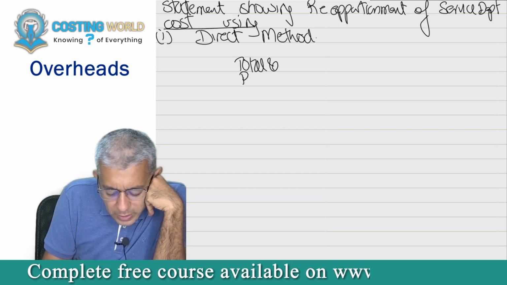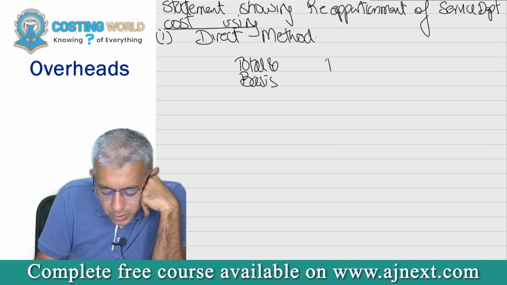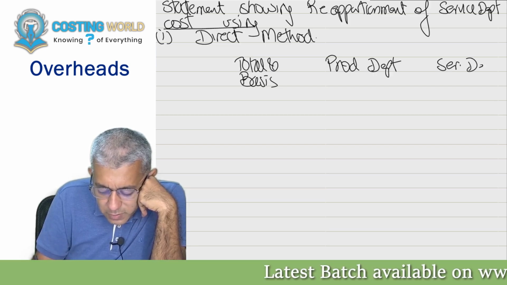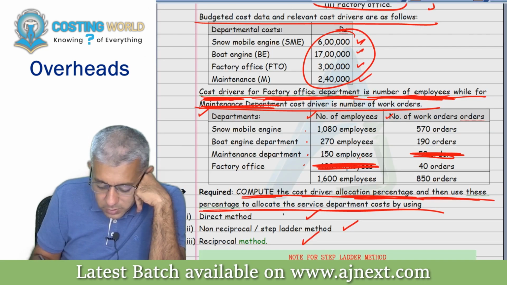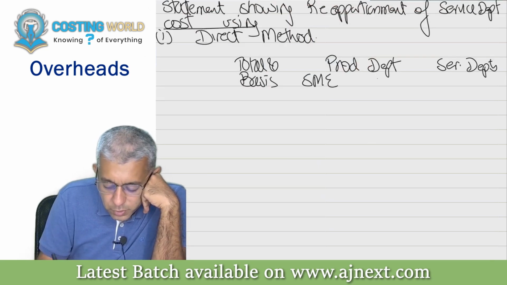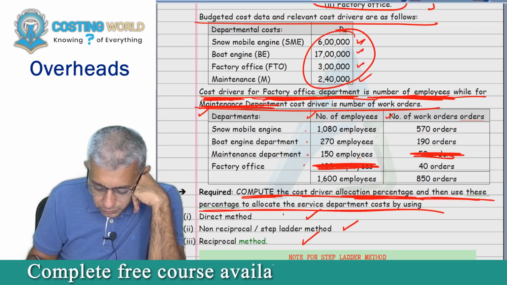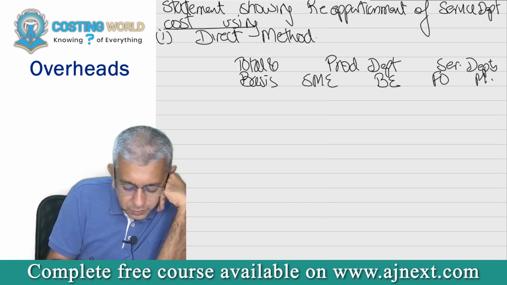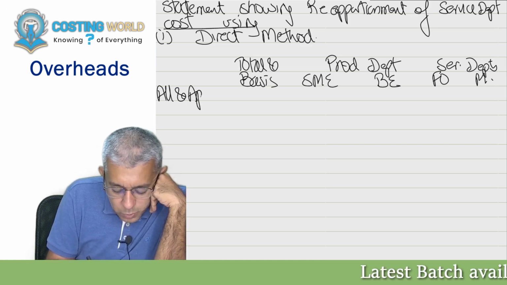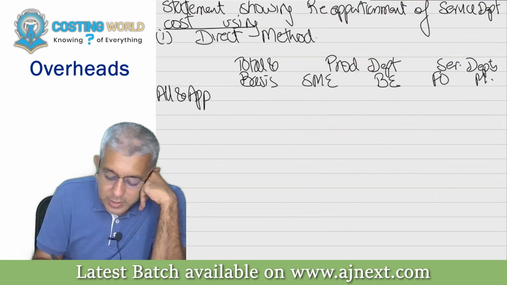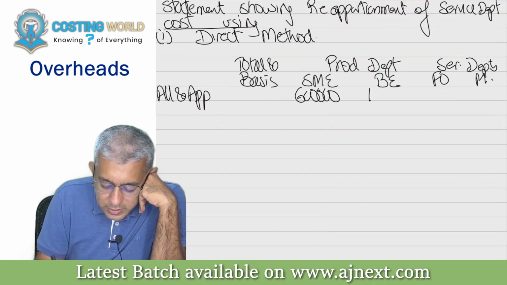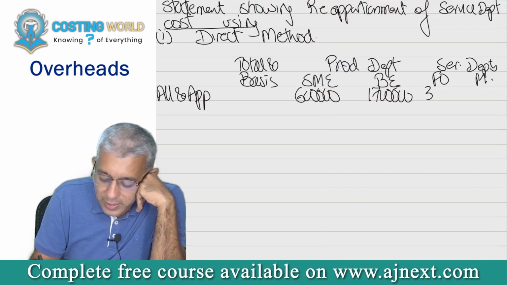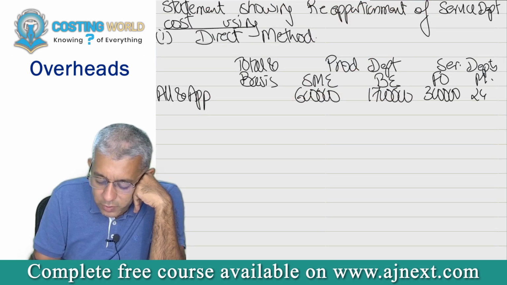Total and basis. You have production departments. You all have service departments. Okay, just give me a minute, please. Snowmobile engine, boat engine, factory office, and maintenance. Allocation and apportionment. 6 lakhs, 17 lakhs, 3 lakhs, 2 lakh 40.